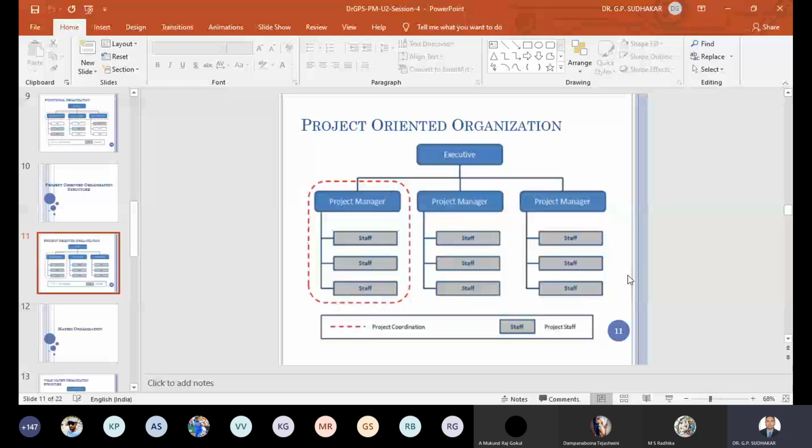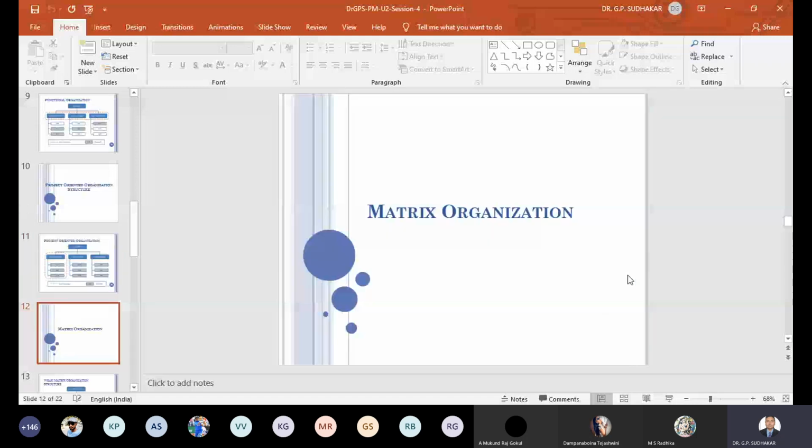Let's move on and learn about another type of organization structure, that is matrix organization structure. Matrix organization structures are basically of three types. One is weak matrix organization structure, the other is balanced matrix organization structure, and the third type is strong matrix organization structure. We will discuss the advantages and disadvantages of each one of them.